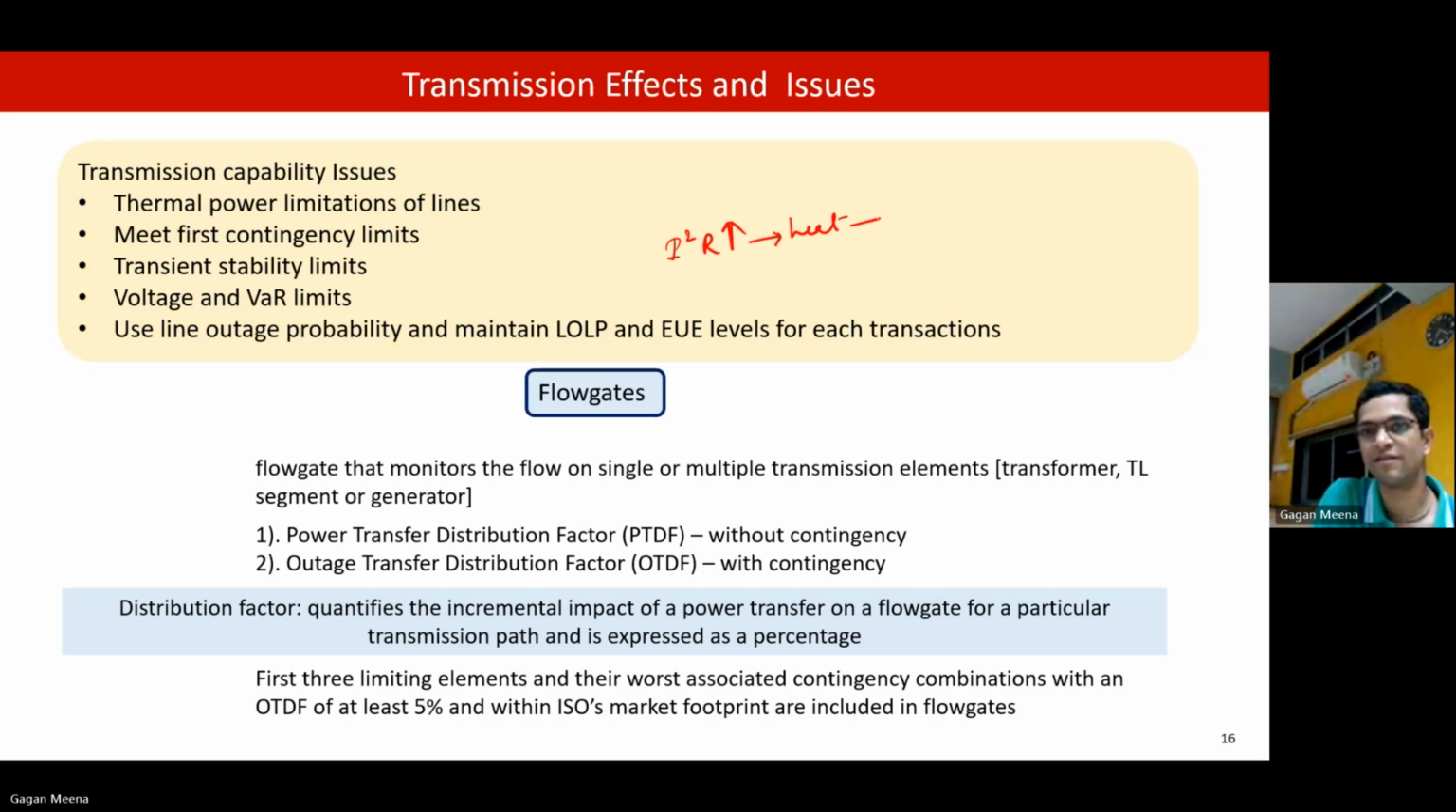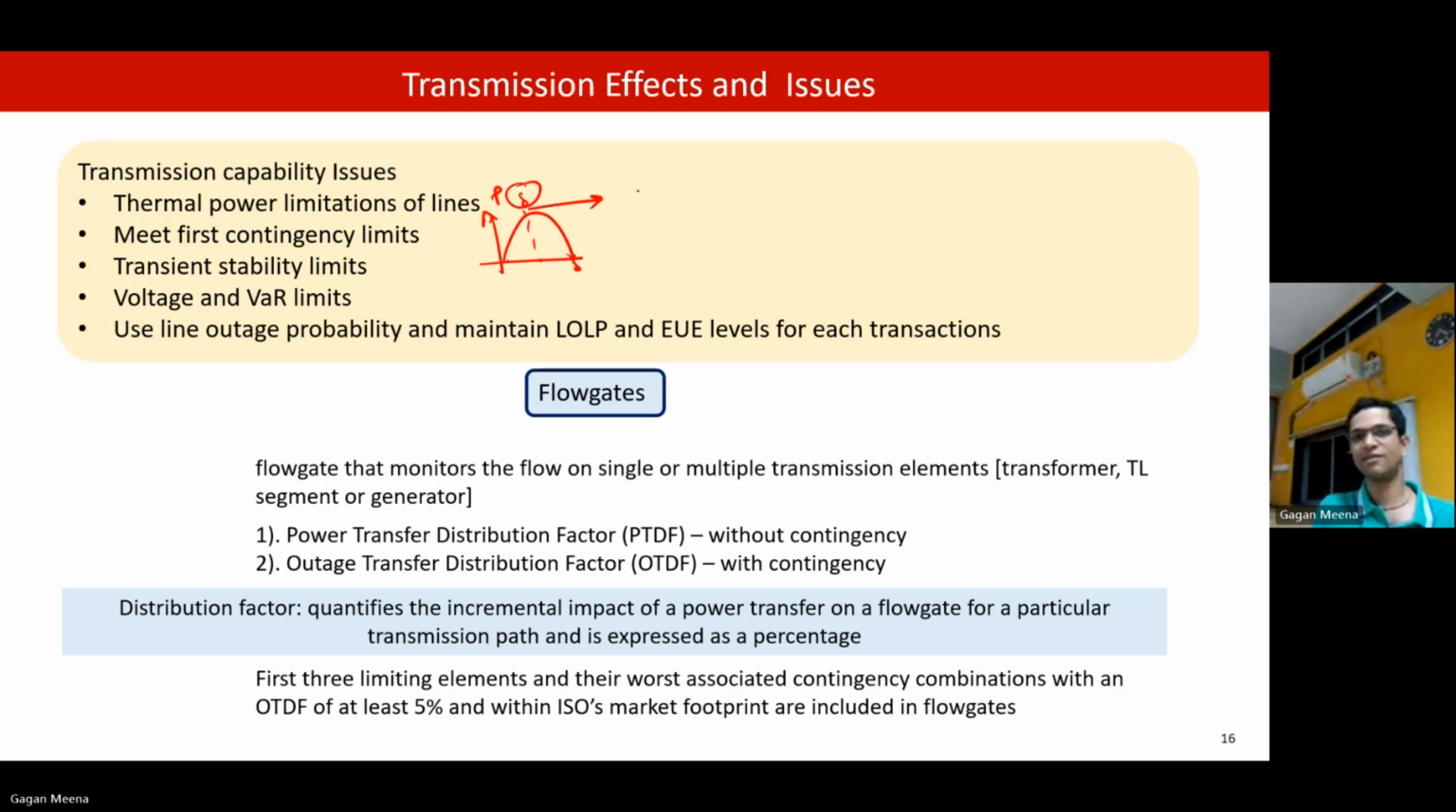And if the temperature is quite high, then the conductor can even melt. In that case, it will be permanently damaged. We don't want to exceed that thermal limit. We never want that. Then there is also the transient stability limit. We have seen this P-delta curve. Delta also we cannot increase beyond this.